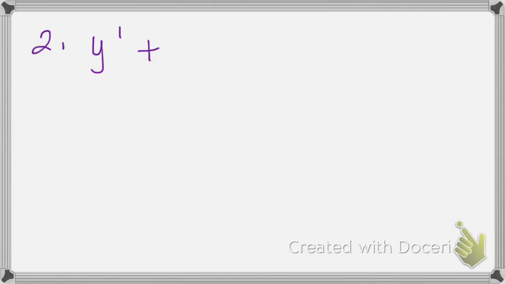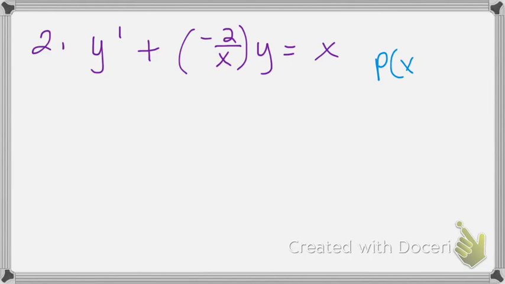Okay, y prime plus negative 2 over x, y equals x. First of all, is this in the correct form? Yes, because the y prime is the dy dx. What's the p of x? That's this right here. Then there's a y equals q of x. So what's q of x?